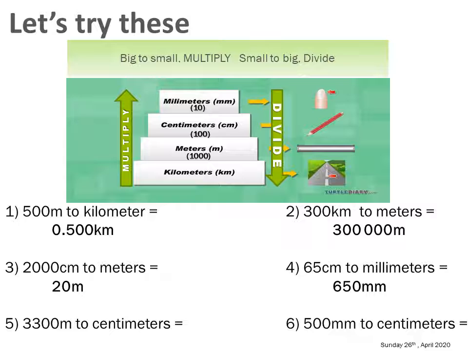And also the last one, 500 millimeter to centimeter. Millimeter and centimeter. Which block is bigger? Good. Centimeter is bigger block. So now I have millimeter, 500. I am going to centimeter, bigger block. I am going from small block to big block. So now I will divide. What will I divide with? 10. 500 millimeter divided by 10 now is 50 centimeter. All right, so this now is the answer for the 2.